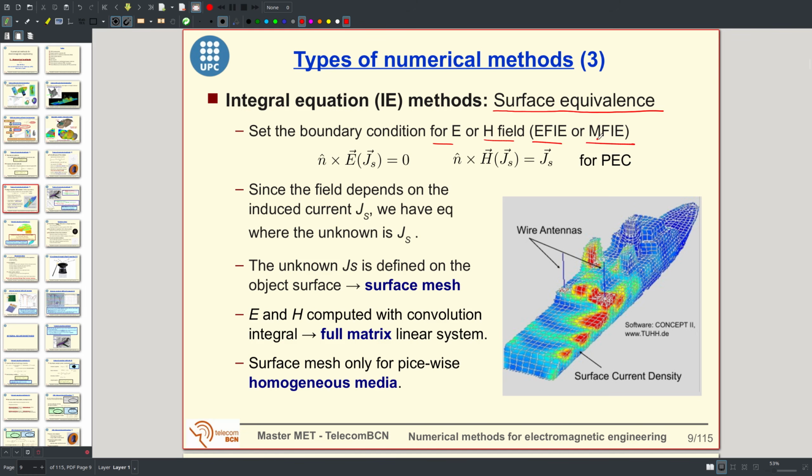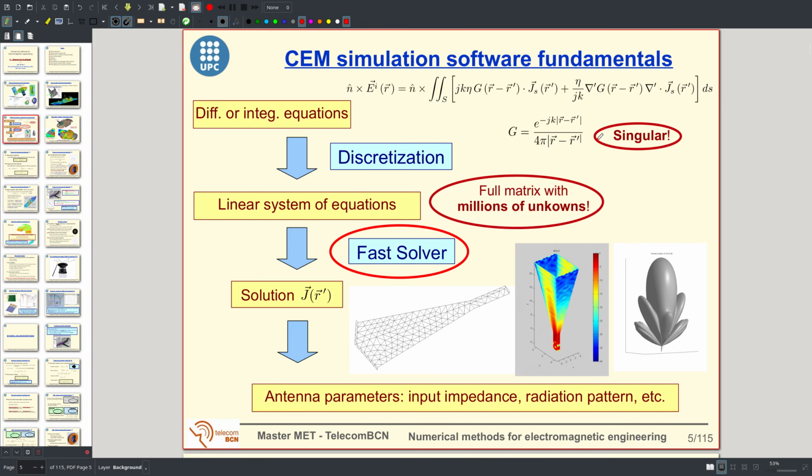Okay, I have presented already these equations at the end of chapter 2, and an example of this is in one of the previous slides here. Here you have an example of the electric field integral equation for perfectly conducting surfaces. That is, it is based on a surface equivalence formulation, and analyzing the equivalent problem, you set the boundary condition for the electric field, and you get this. And the unknown is J.